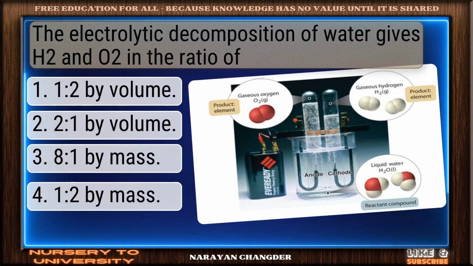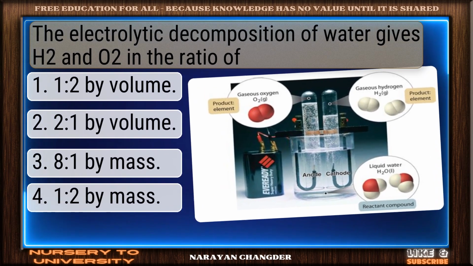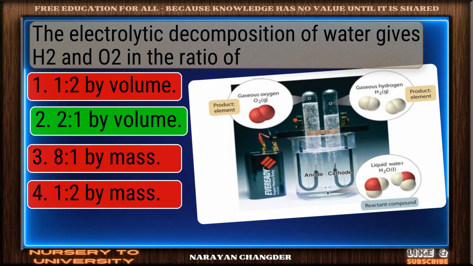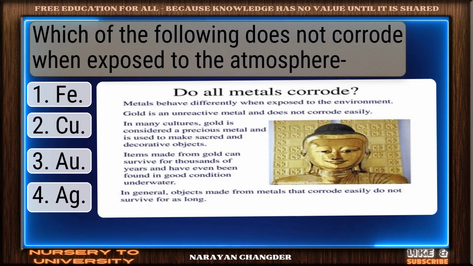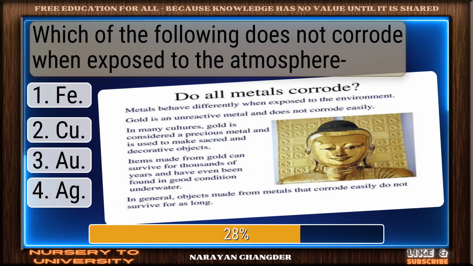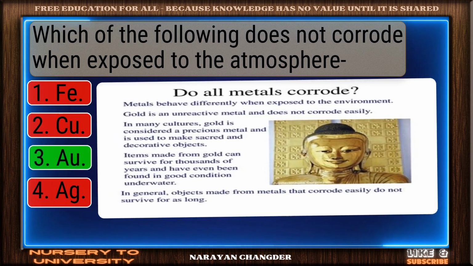The electrolytic decomposition of water gives H2 and O2 in the ratio of. You chose 2:1 by volume. Correct. Which of the following does not corrode when exposed to the atmosphere? Well picked. All is correct.